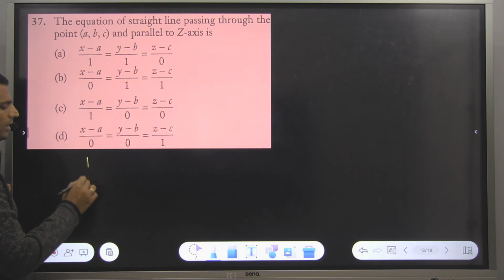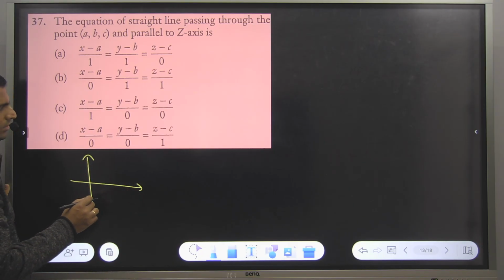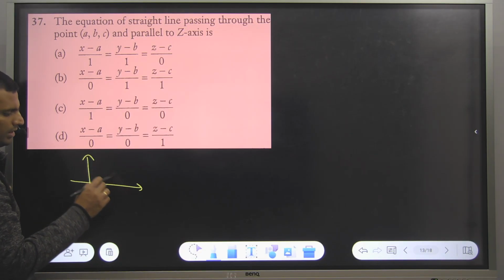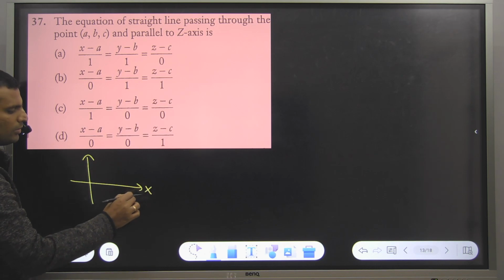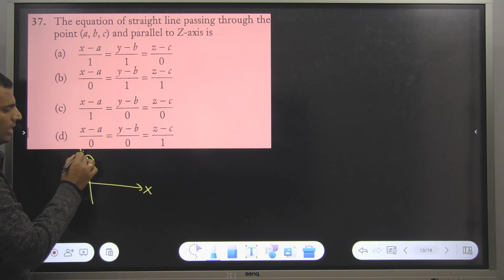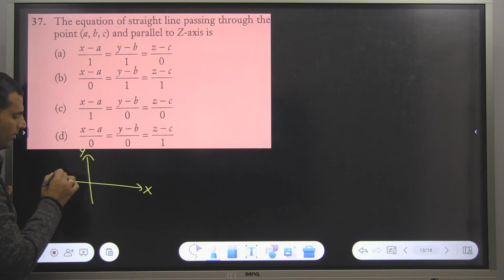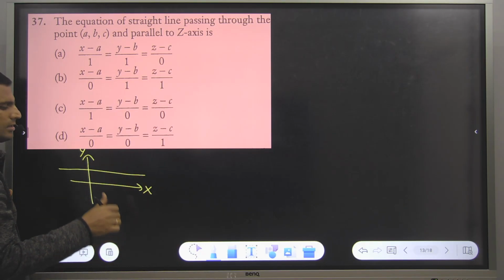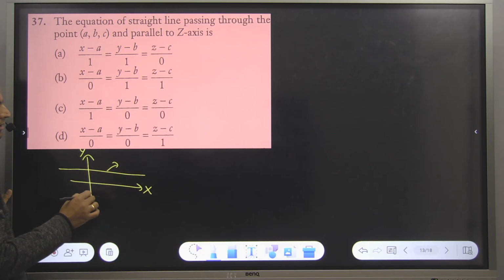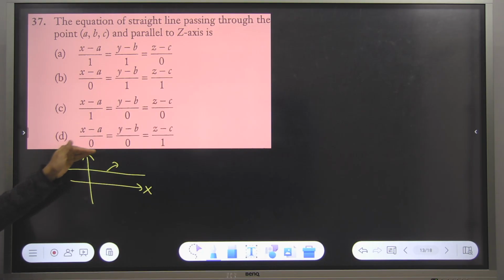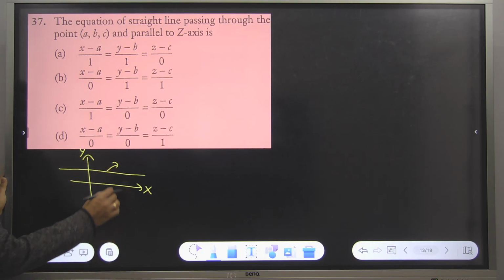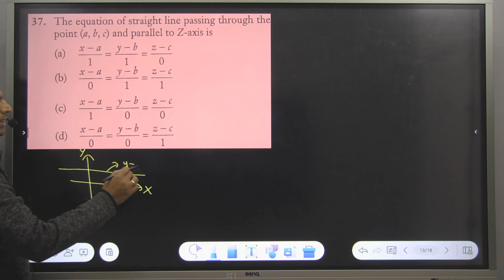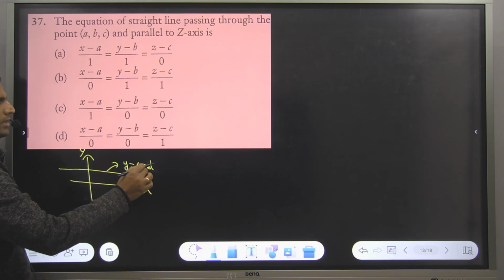Whenever a line is parallel to, look here. Parallel to the z-axis, understand what it means. Let's say on a 2-dimensional plane, if you have a line parallel to the x-axis, like this, what is the equation of this line? What is the equation of a line parallel to the x-axis? You get y equal to constant.